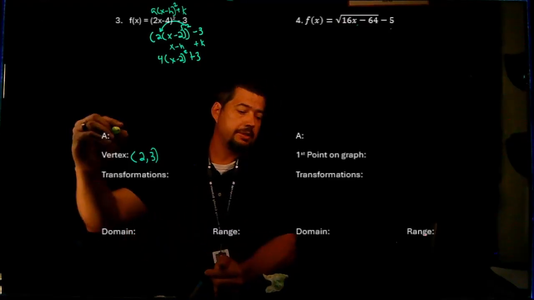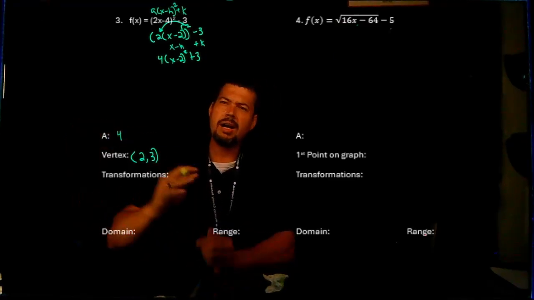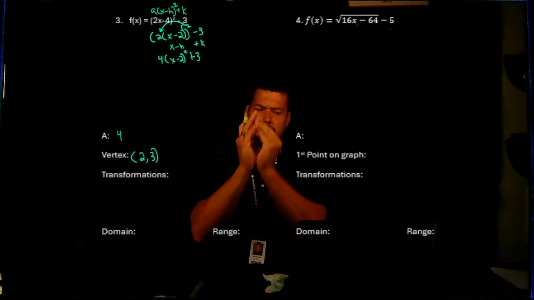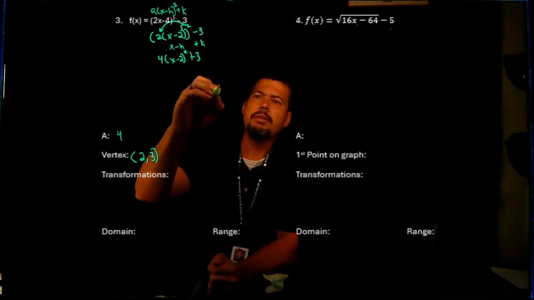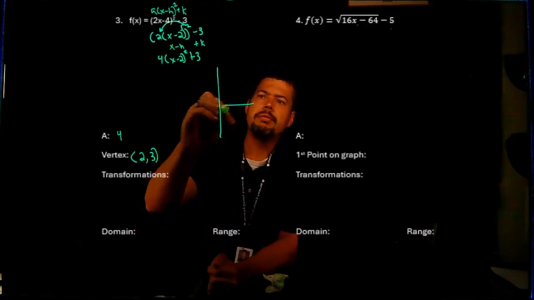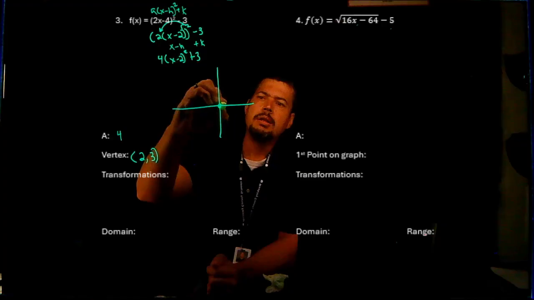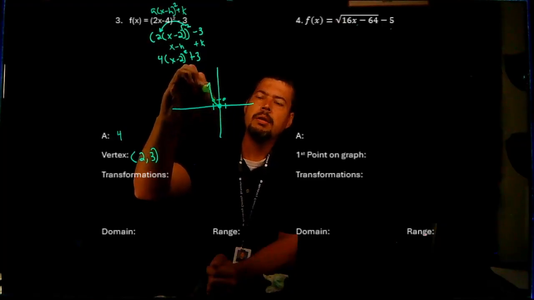A turns out was 4. So this thing rises 4 and runs 1. It's a steep parabola, and that's enough for the graphing. And let's go ahead and graph the kid, the mom. Mom contains (0, 0), (1, 1), and (-1, 1). And there's mama.